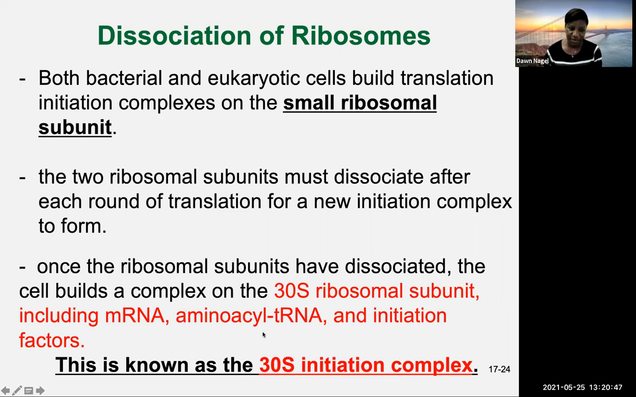You have your mRNA, which you're going to be translating. You have your aminoacyl tRNA. This is the tRNA charged with your amino acid. And then you have a range of other proteins called initiation factors, as you'll see, which are important. Together, what's highlighted in red is known as the 30S initiation complex. This complex also exists for eukaryotes. It's just you will have a different composition of initiation factors, and instead of the 30S, it will be the 40S.